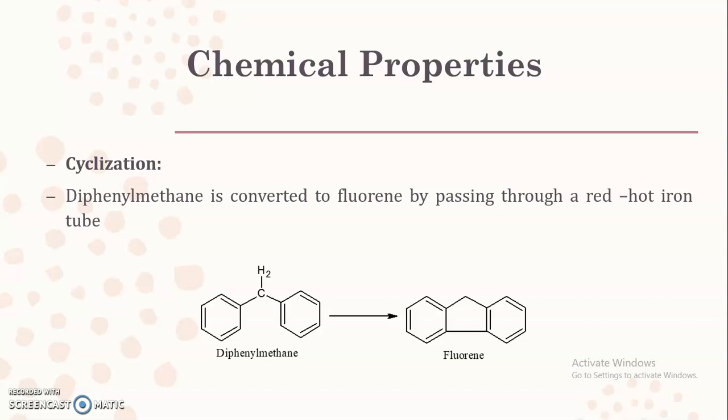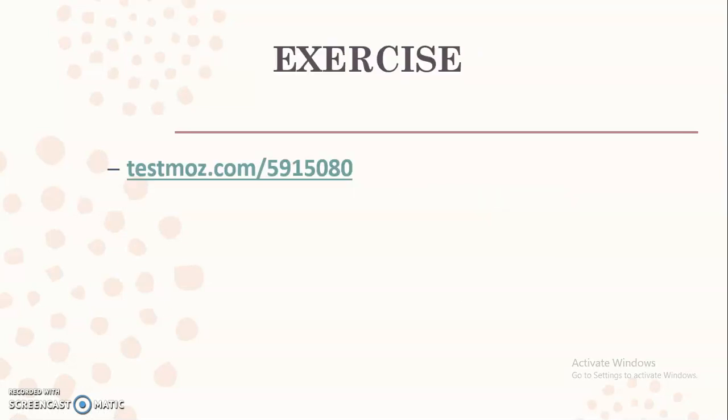Then also we can perform the oxidation of diphenylmethane. When oxidation of diphenylmethane is carried out, it will be converted into benzophenone. And the last chemical reaction we have seen is the cyclization reaction, where diphenylmethane, when heated in a red hot tube, will be converted into 9H-fluorene, because the carbon atom present at the 9th position is saturated, and that's why this compound is known as 9H-fluorene. So this is about the chemical reactions of diphenylmethane.